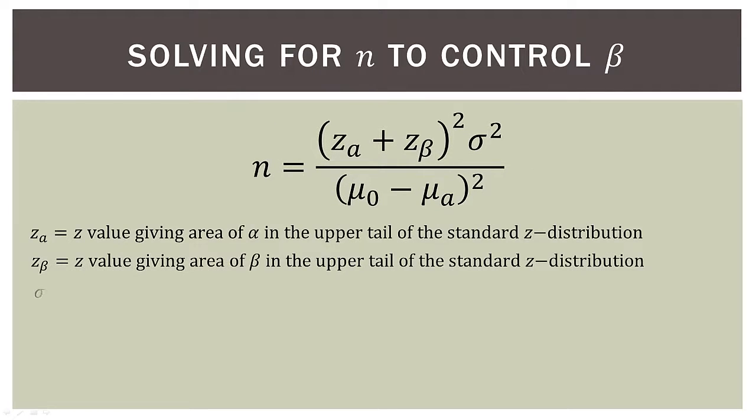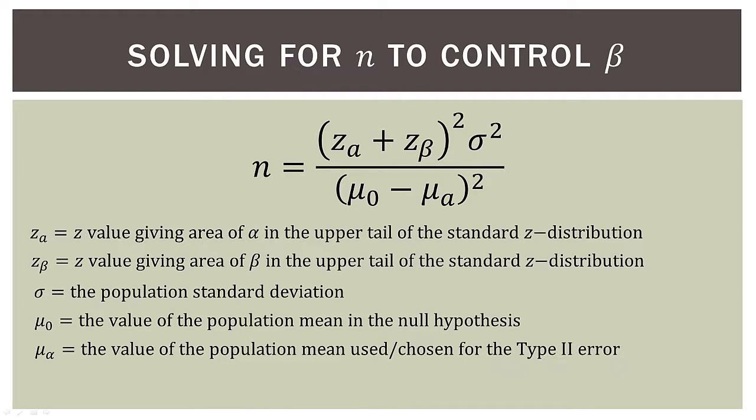So what is everything? So z sub A is the z value given the area of alpha in the upper tail of the standard z distribution. So remember, in our previous curves, that was 2.33. That was the area in the upper tail of the standard z distribution. Now z sub beta is the z value giving the area of beta in the upper tail of the standard z distribution. And again, this is sort of one of the quirks of this formula, that even though the beta was in the lower tail of our distribution graphic, in our formula, we treat the beta as if it's in the upper tail. And again, that's just to keep our signs and everything correct.